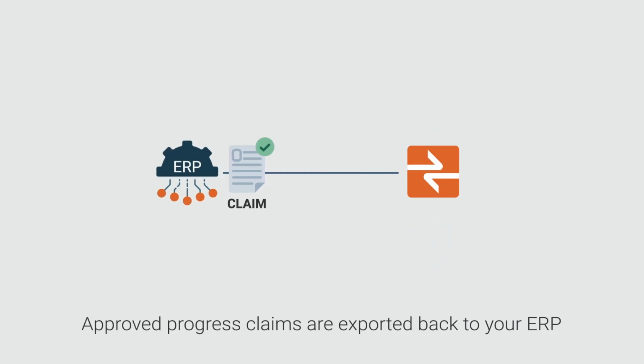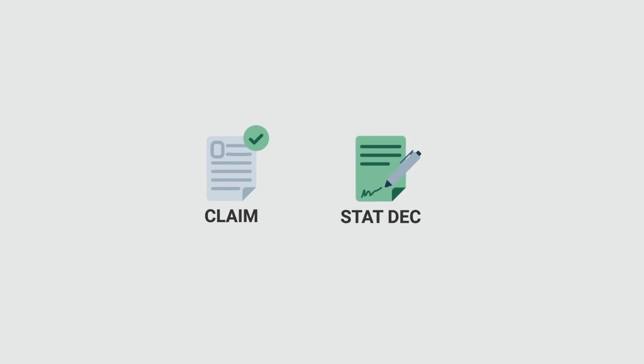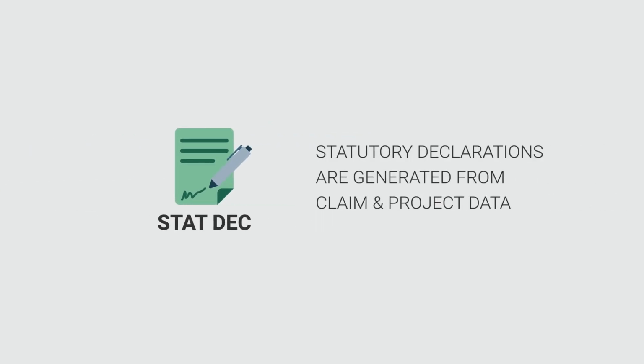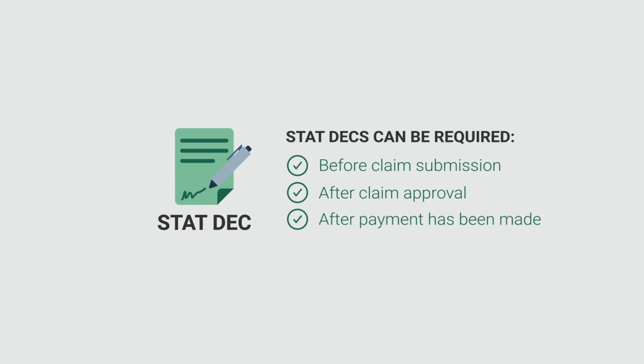Stat decs in GCPay are generated using data directly from the progress claim, ensuring all stat decs are accurate. You can require stat decs at any time during the progress claim, including before claim submission, after claim approval, or after payment has been made. Users can sign or notarize stat decs online or upload a signed copy.